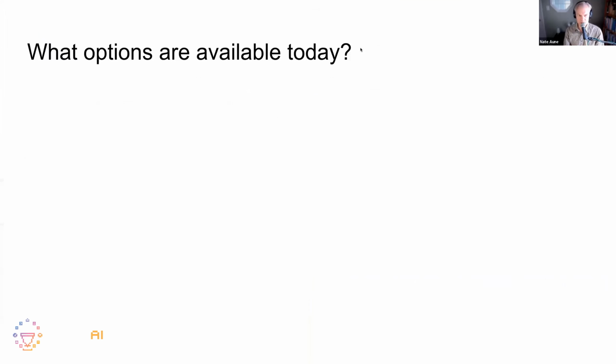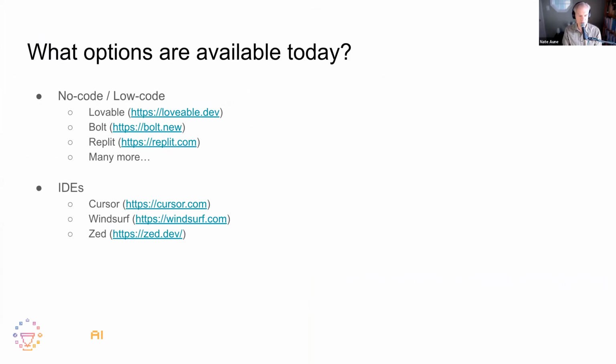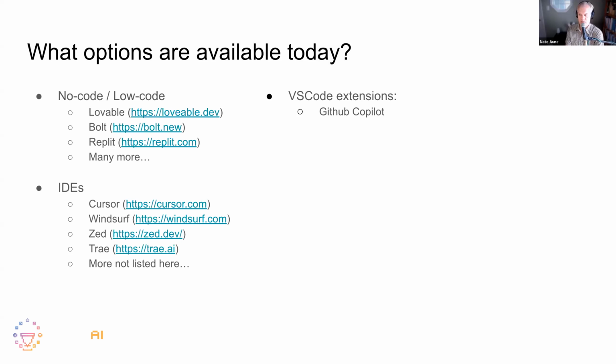There are a lot of options out there. It's pretty overwhelming. There are all the no-code, low-code tools like Lovable and Bolt and Replit. It seems like every week there's a new one coming out. You're probably familiar with Cursor and Windsurf, but there's also Zed and Trae. Trae is from ByteDance. And there are even more IDEs out there. Then there are the VS Code extensions. So there's GitHub Copilot, one of the first ones that came out a few years ago.